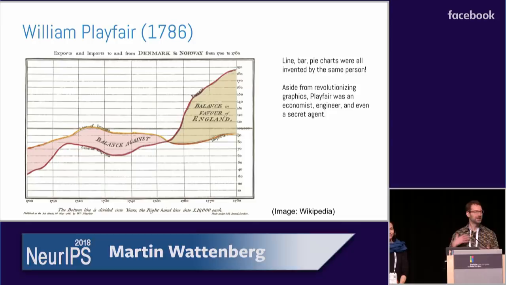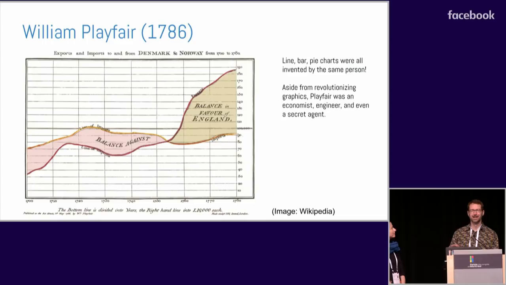Some of his most famous graphs are exactly like this one here, where he's showing, in this case, the balance of trade and showing both the deficit and surplus in a very beautiful way by comparing two line graphs. One of the funny things I discovered more recently is he was actually apparently a secret agent as part of his job. So that just makes him all the more cool, and I think we can think of it as a little bit more glamorous than the typical visualizer.